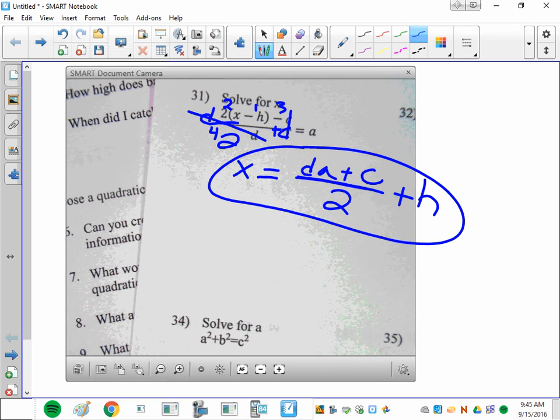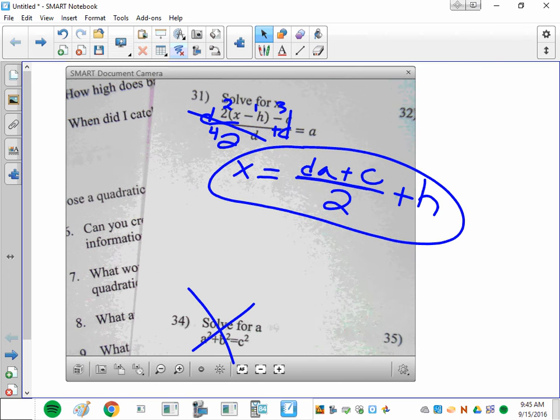Okay? The one that you don't need to do is number 34. Everybody cross off number 34. That one it's quite complicated and we haven't got to that step yet. Okay. Good luck.